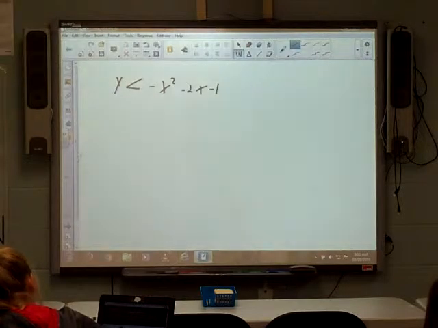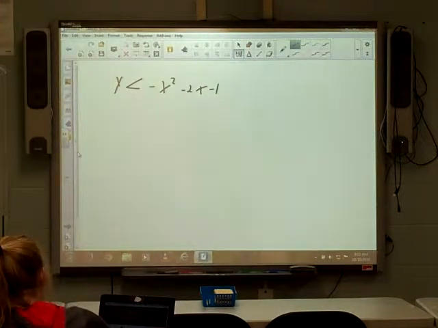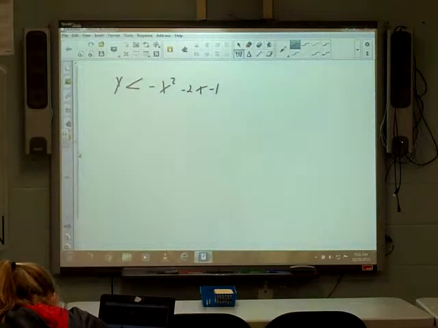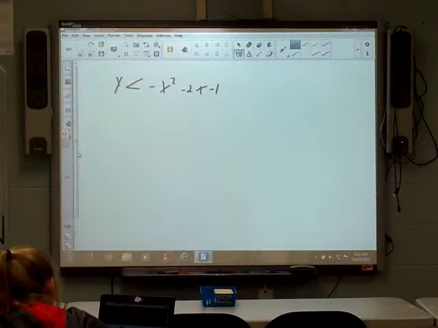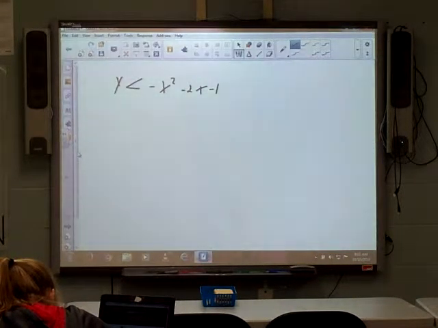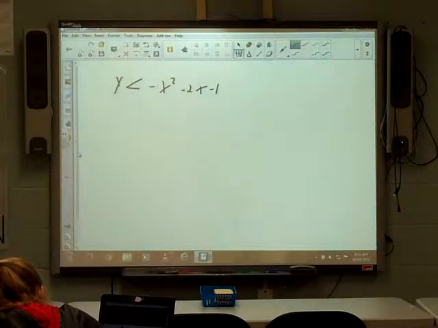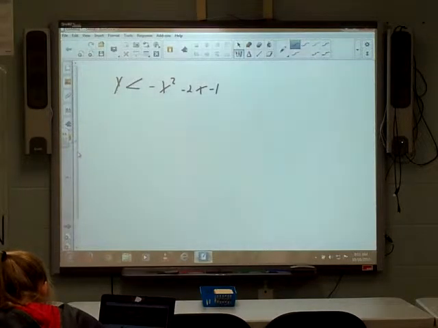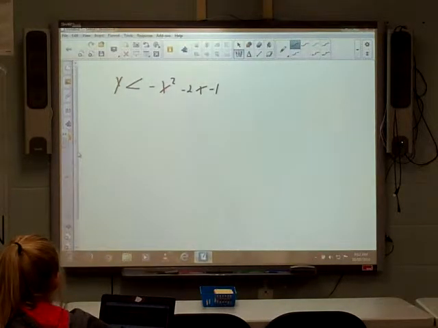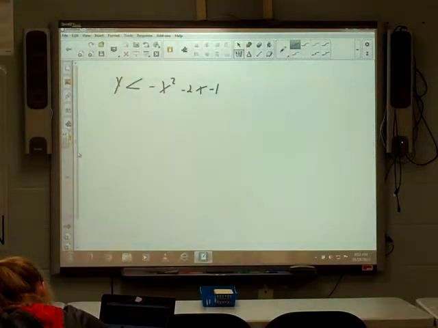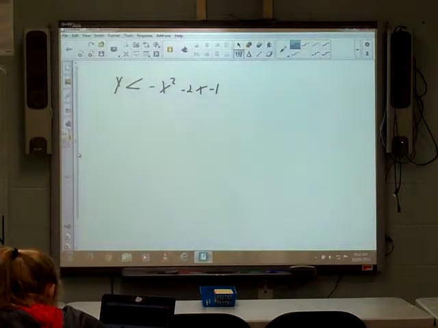Alright, so this says y is less than negative x squared minus 2x minus 1. The only difference in what we're looking at today is that we've done equal signs, and an equation has an equal sign. These today are inequalities because they're going to have an inequality sign, which could be less than, less than or equal to, greater than, or greater than or equal to. So that just means that the actual answer is going to be an area, not just a parabola.